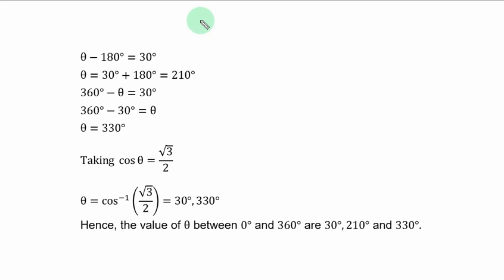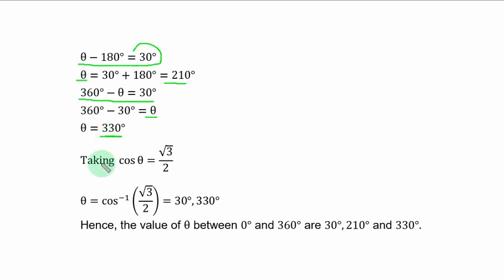From the last step, you equate the first angle to 30 degrees. When you solve for theta, you have 210 degrees. The other angle, you also equate it to 30 degrees, and when you solve for theta, you have 330 degrees. That is for when sine theta is equal to minus 0.5.